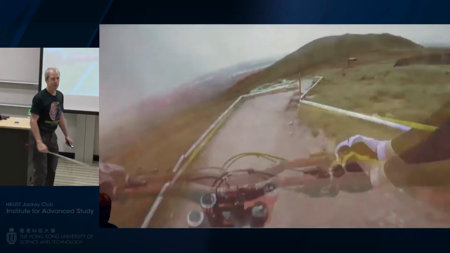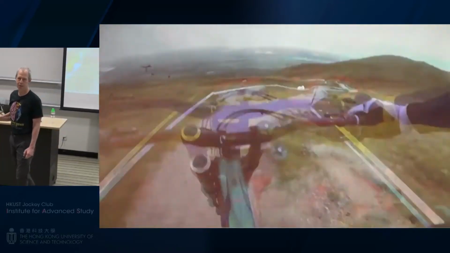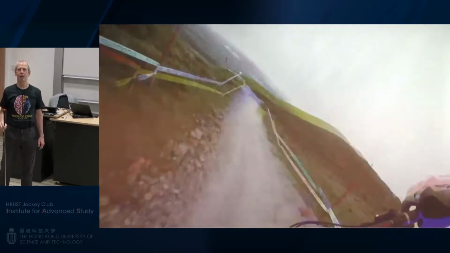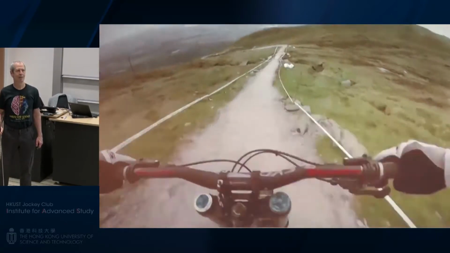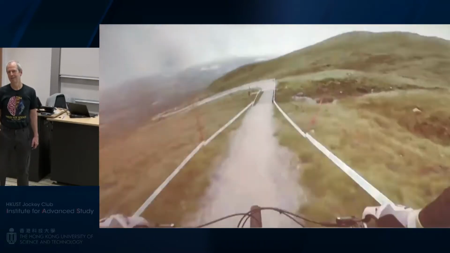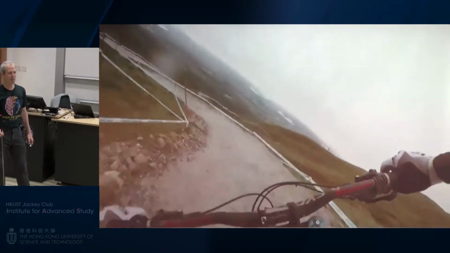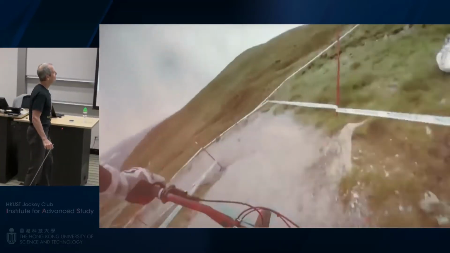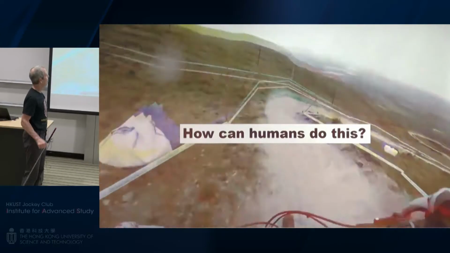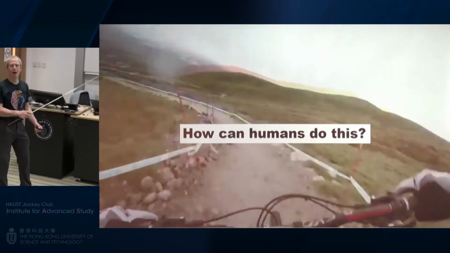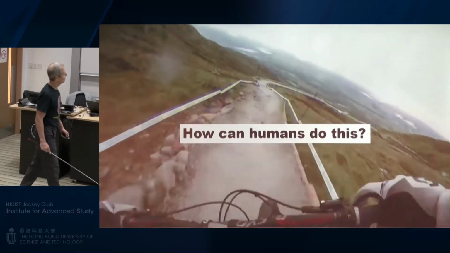So here's an example of something humans are really good at. We used to think we were good at things like chess and Go and poker. And it turns out actually we're not so good. Machines are a lot better. But robots can't do this. So how can humans do this? Of course, next year some robot will do this. But anyway, right now the robots can't do it.